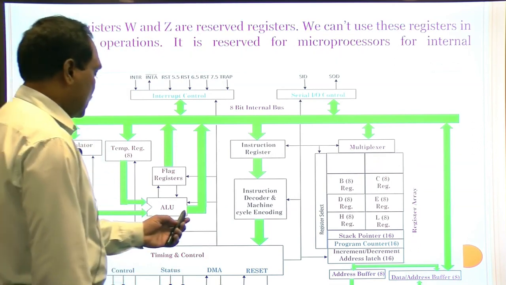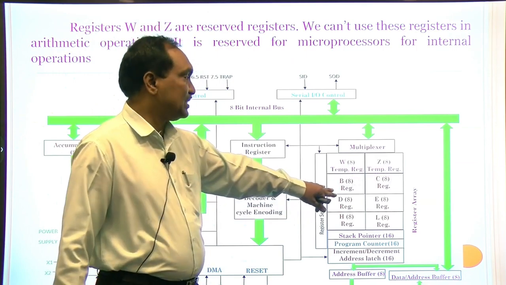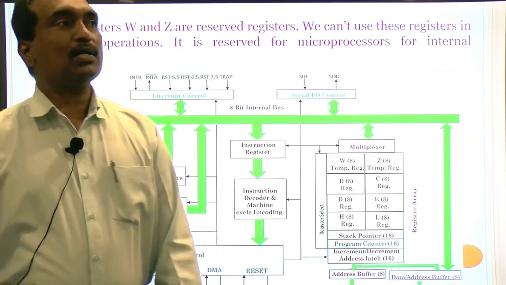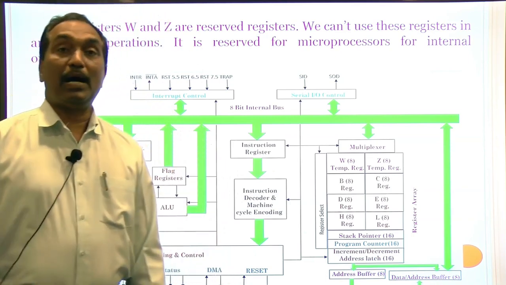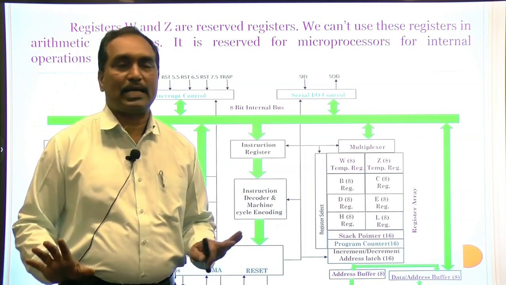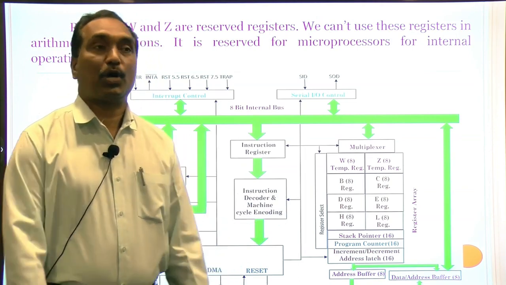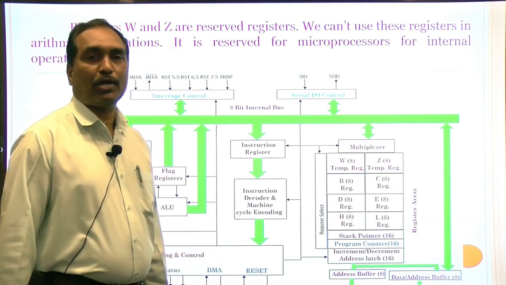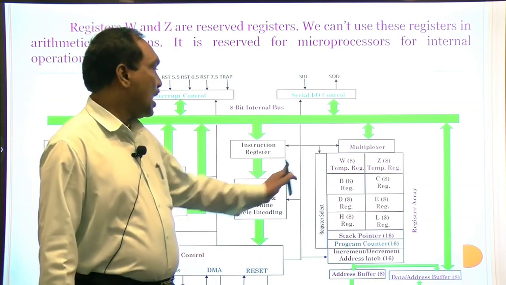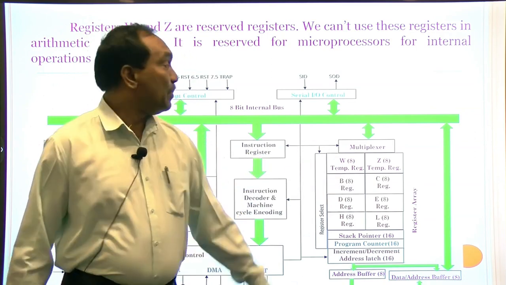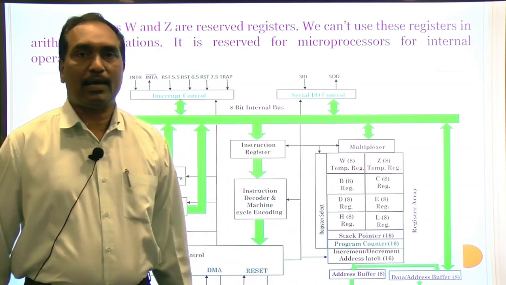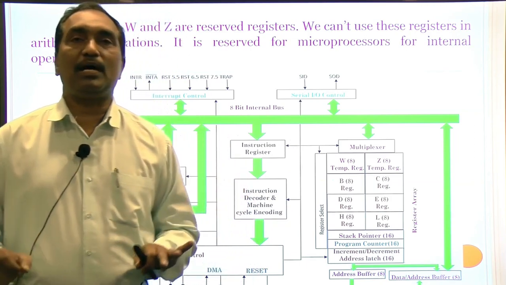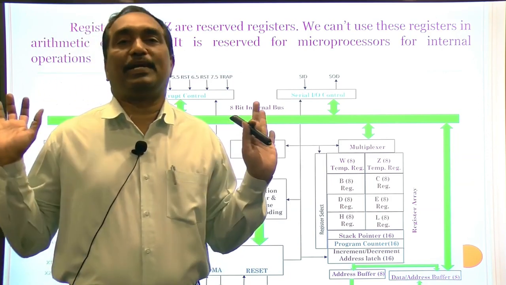And 2 more registers we may see along with the general purpose registers, that is the W register and Z register. These 2 are also 8-bit registers, but they are not accessible to the operator or programmer. For example, to write any program, we utilize the accumulator and these 6 registers. But these 2 registers, W and Z, are not available to the programmer. These 2 registers are only accessible to the microprocessor for internal operations.